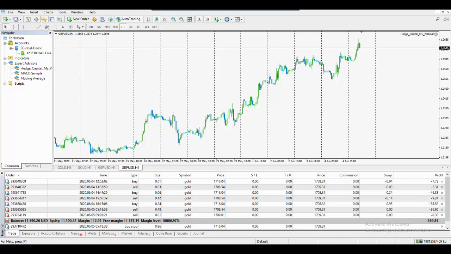Because from there you'll get an understanding of how we are hedging in the market, and we'll be able to use the software to our advantage every time.